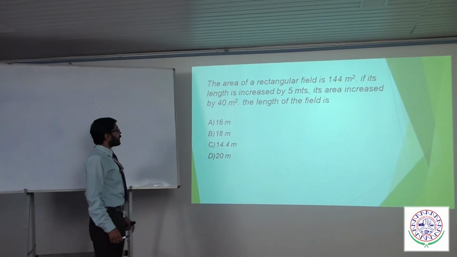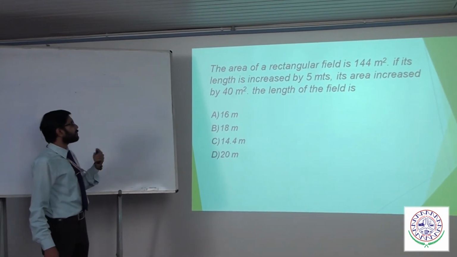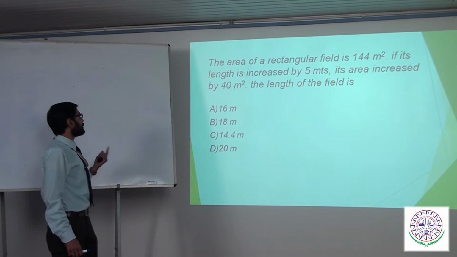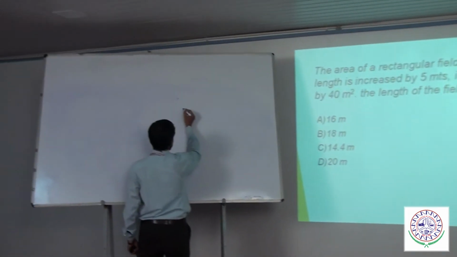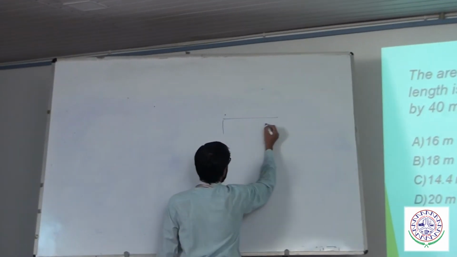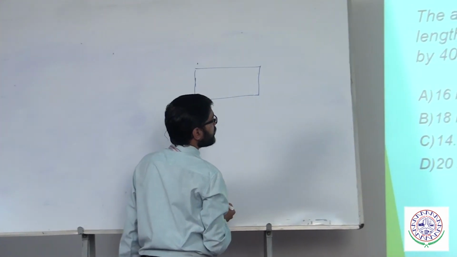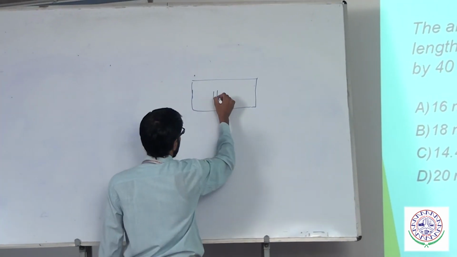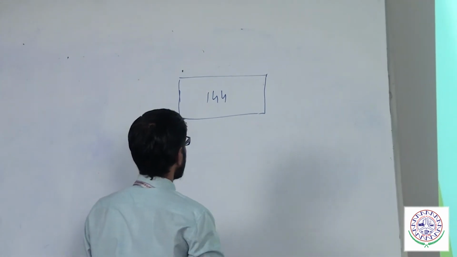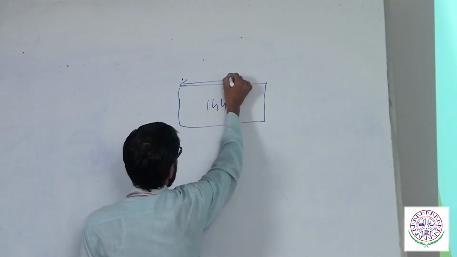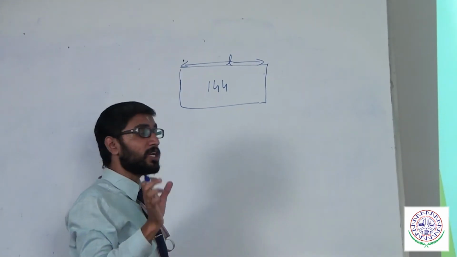The question is: the area of a rectangular field is 144 meters square. If its length is increased by 5 meters, its area is increased by 40 meters square. The length of the field is? Let me explain this first so that you can understand the question. This is the rectangular area, and the area of the rectangular field is given as 144 meters square. If its length is increased by 5 meters, this entire part you can consider as length.